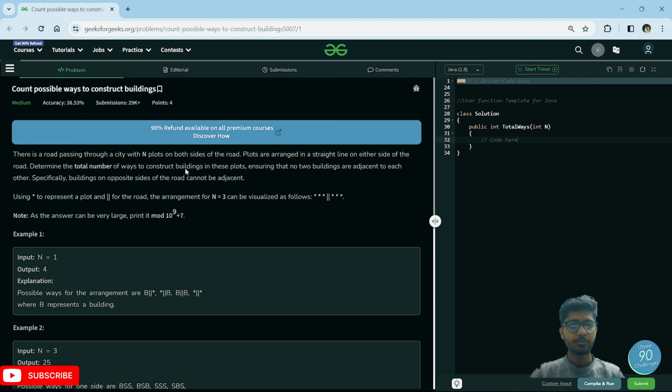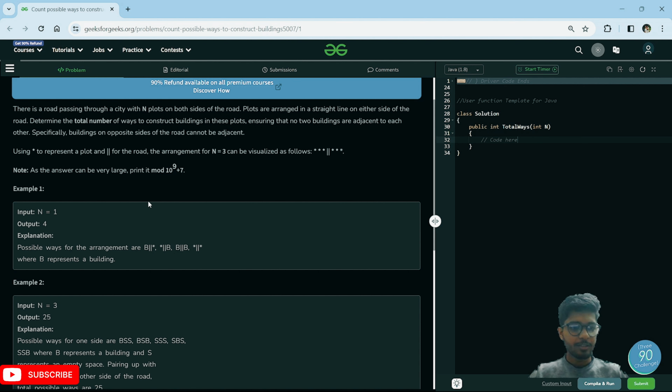Determine the total number of ways to construct the building in these plots, ensuring that no two buildings are adjacent to each other. Specifically, buildings on opposite sides of the road cannot be adjacent. So the star is used to represent a plot and this or sign is used to represent a road. And according to the question, we are given n number of plots. We have to determine how many buildings we can construct in those plots, provided that no two buildings can be adjacent to each other and the building opposite to the road is not considered as adjacent building. So these are the two conditions given in our question.